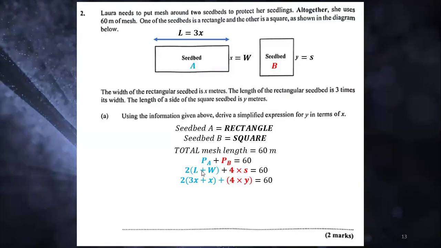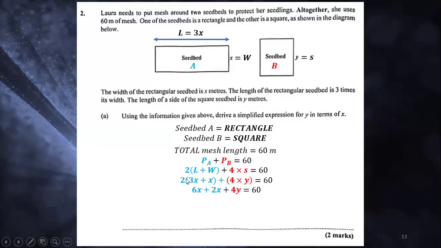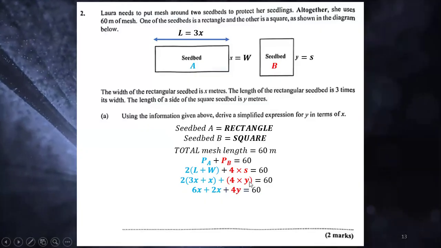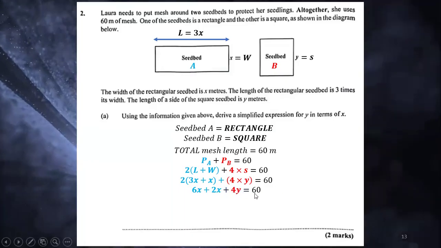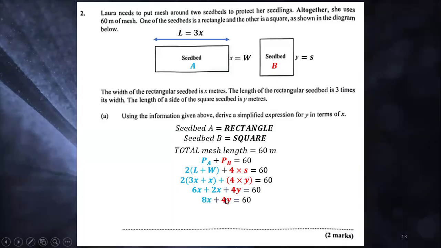All right, which means let's lose the brackets, people. 2 times everything in the brackets. And the 4 by y, when we multiply it, we're going to get rid of the brackets here too. So 2 by 3x will give me 6x plus 2 by x will give me 2x. So I'll have 6x plus 2x from the rectangle. And in this case, 4 by y from the square is 4y. So 6x plus 2x plus 4y equals 60, which means 6x plus 2x will give me 8x plus 4y equals 60.